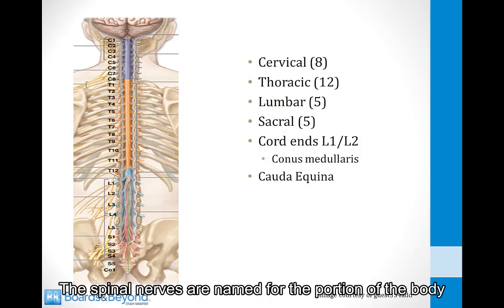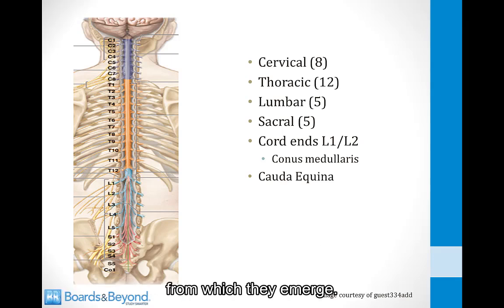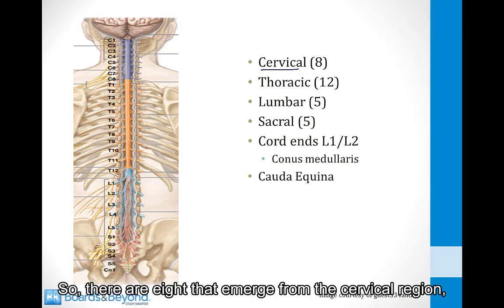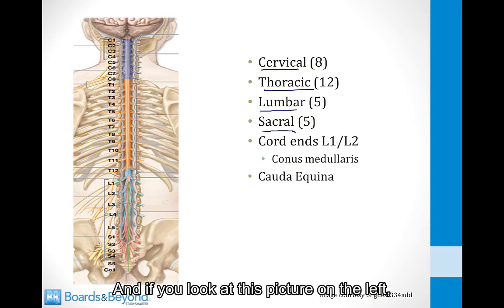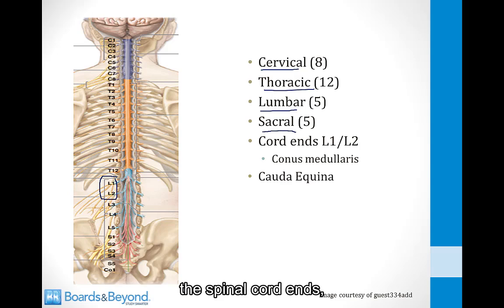The spinal nerves are named for the portion of the body from which they emerge. There are 8 that emerge from the cervical region, 12 thoracic, 5 lumbar, and 5 sacral. If you look at this picture on the left, you'll see that right around L1 and L2 the spinal cord ends. The place where the spinal cord ends is called the conus medullaris.